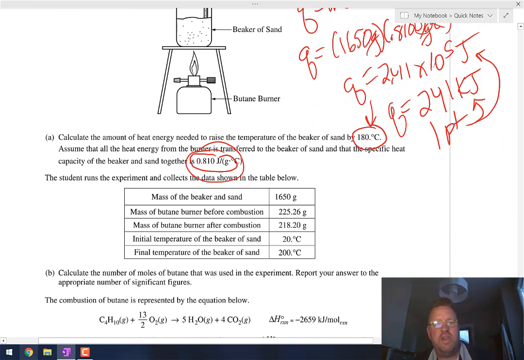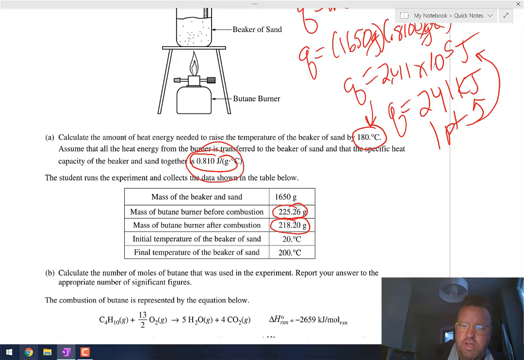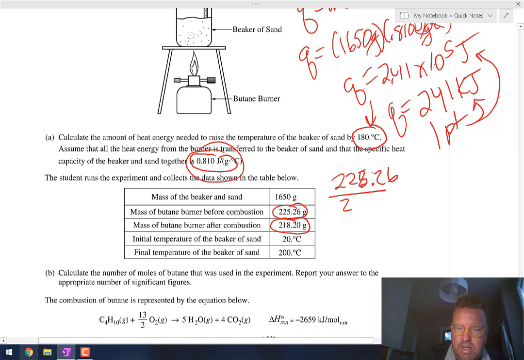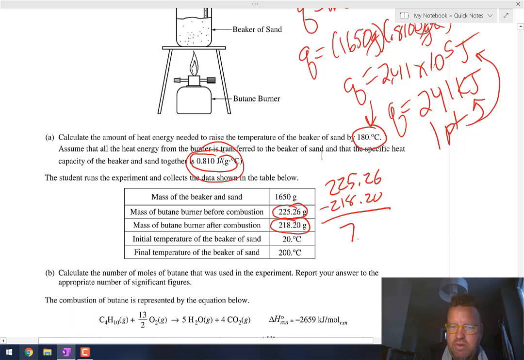Okay, part B, calculate the number of moles of butane that was used in the experiment. Well, the mass of the burner before combustion was 225.26. The mass of the butane after the combustion was 218.20. So why did the mass change? Well, because you used some of the butane. How much butane did you use? Well, you used 225.26 minus, not divided by, 218.20 equals 7.06 grams of butane.